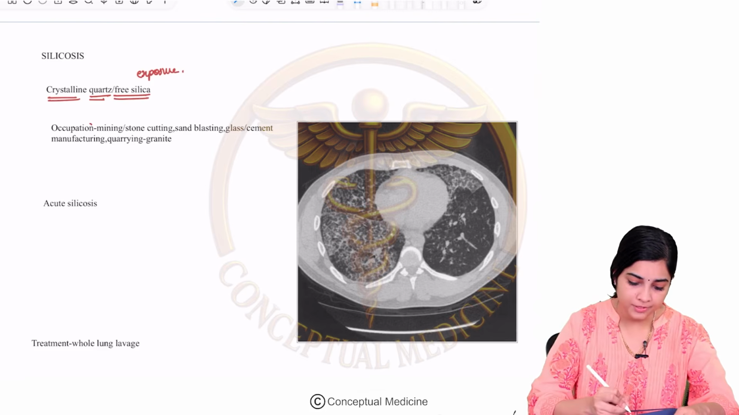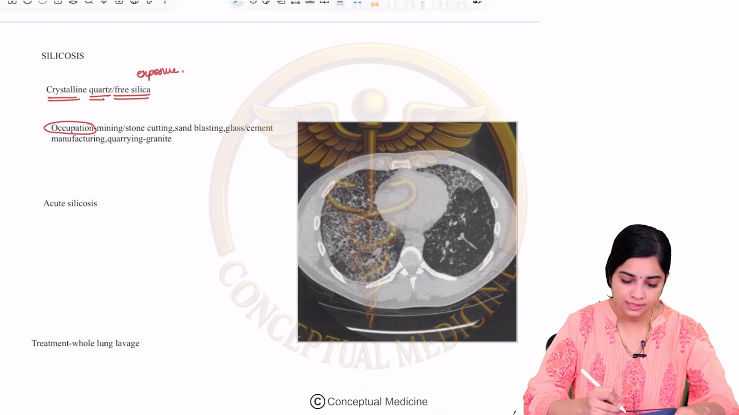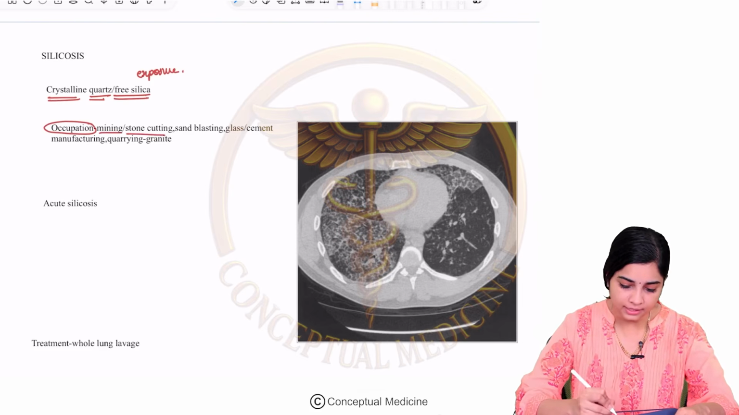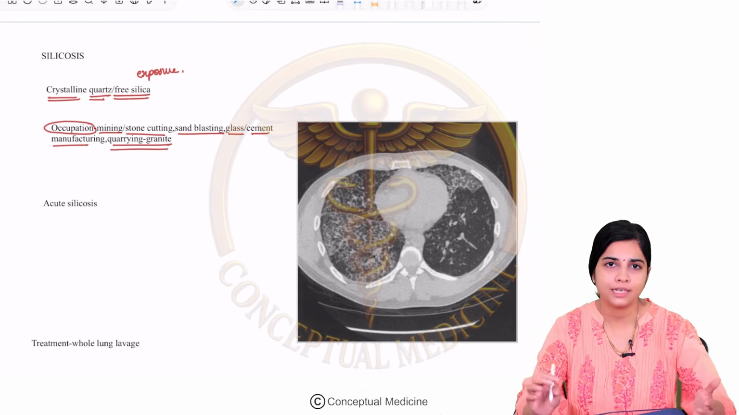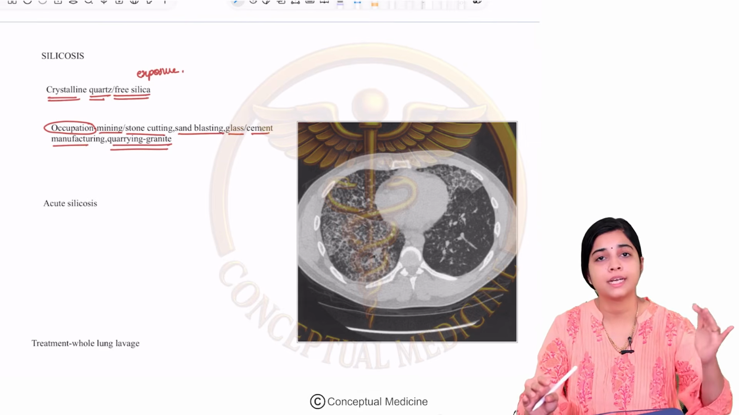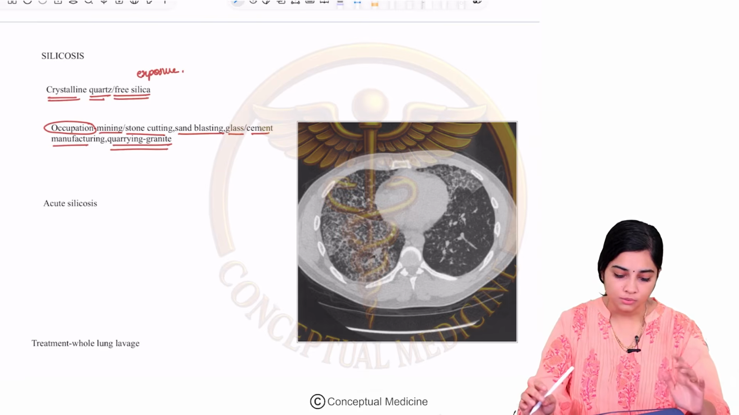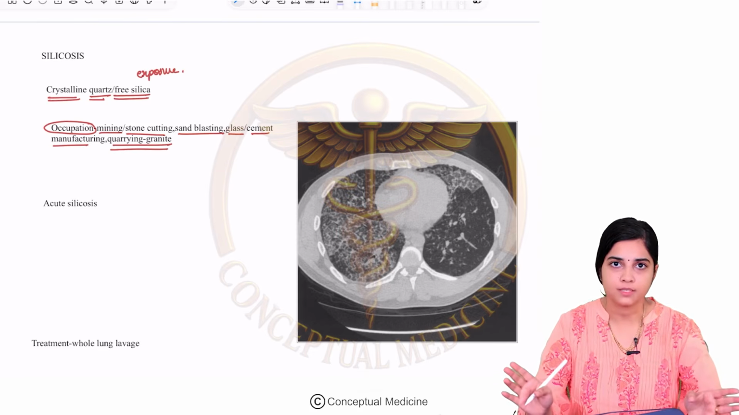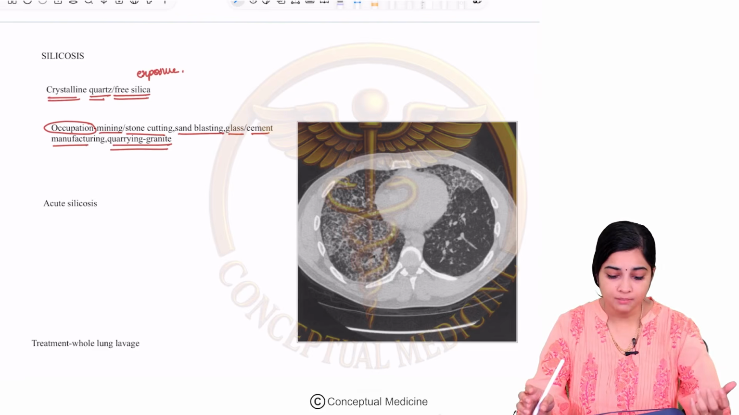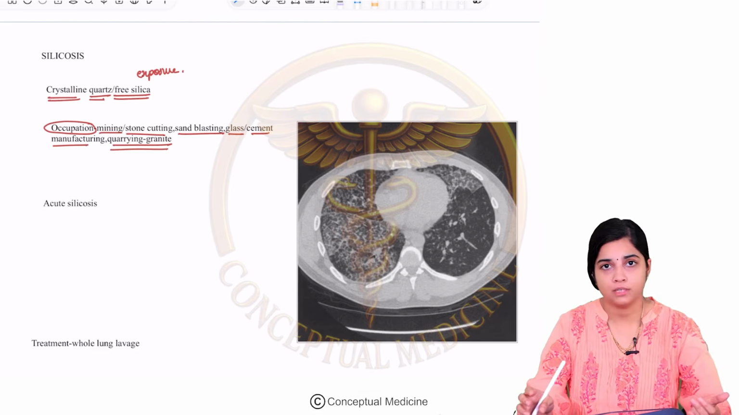So which are the occupations that predispose to silicosis? Remember, mining, stone cutting, sand blasting, glass or cement manufacturing, and quarrying, predominantly granite. Where do you use granite? Most commonly you would have seen your granites on the kitchen tops, right? So granite quarrying is also a risk factor for silicosis. So mining, stone cutting, sand blasting, glass or cement manufacturing, and granite quarrying.